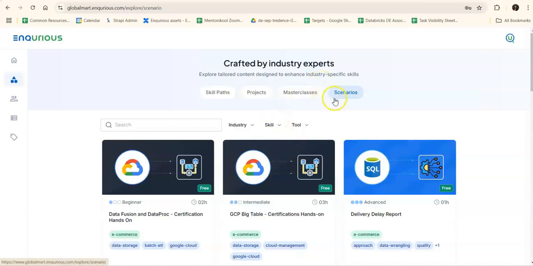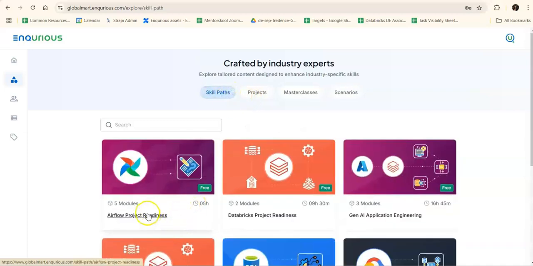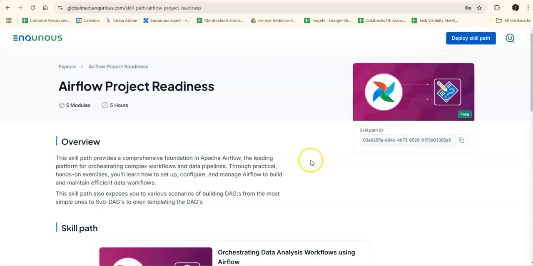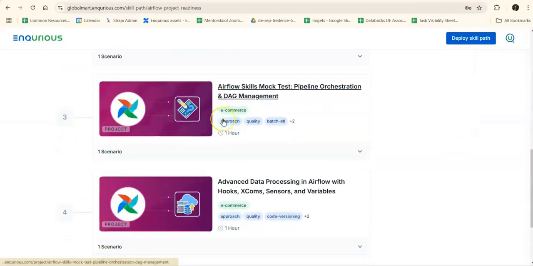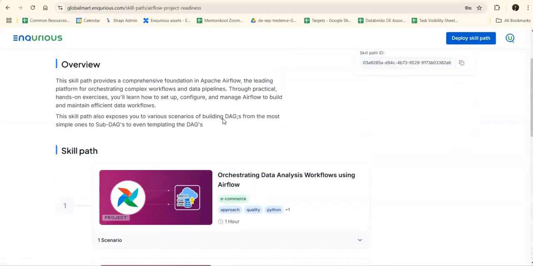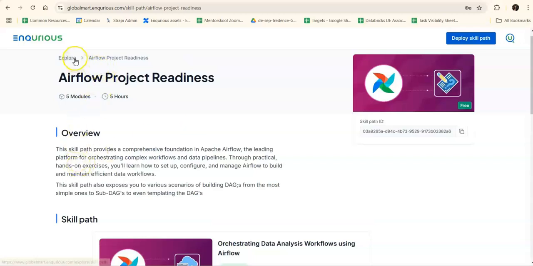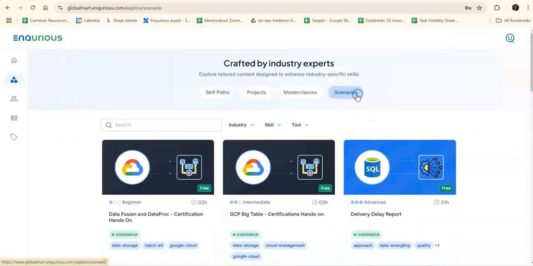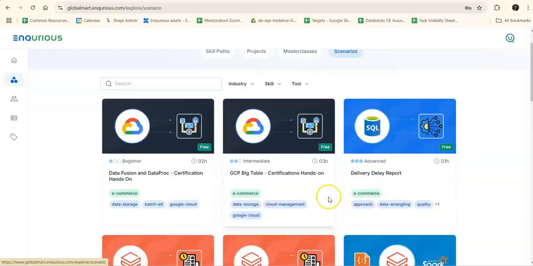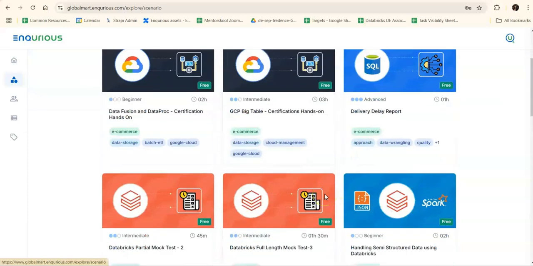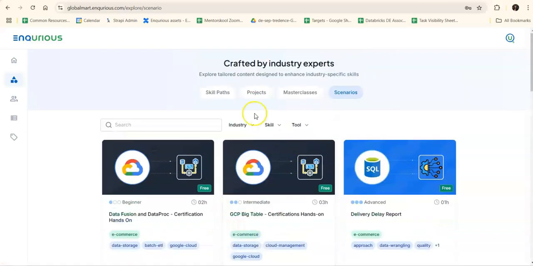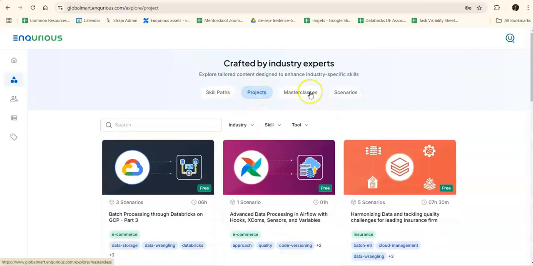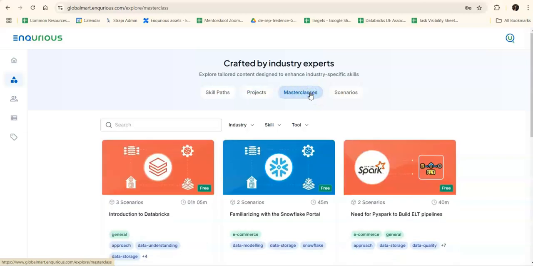So, we have scenarios, masterclass projects, and even skill paths, wherein you can see that each skill path is a combination or a path of skills that could be covered one after the other. Same goes with scenarios. These are individual scenarios that you can use for targeted skill growth. You can also go to projects and you can also explore the masterclasses for learning.